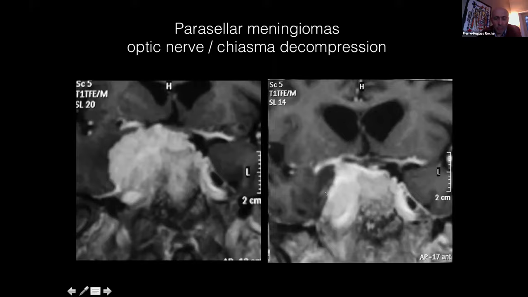But of course, you can look at the results here. This is not a very dramatic result. The reduction of the tumor is very modest. We kept outside the cavernous sinus, but at least we could decompress widely the optic chiasma and give enough space to deliver safe radiosurgery afterward.